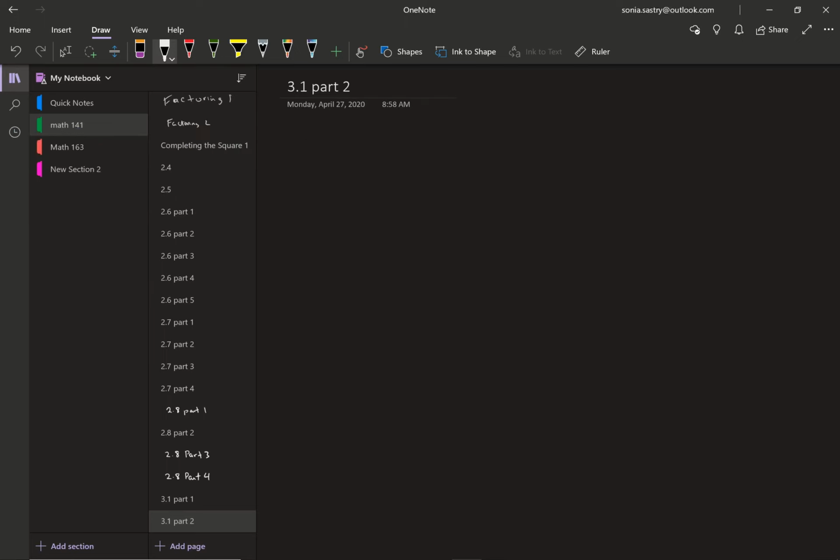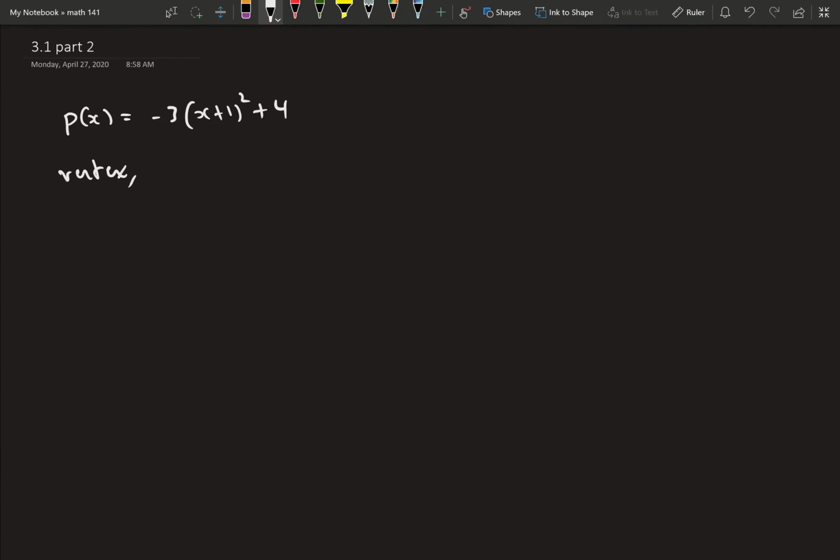Okay, so we're going to continue where we left off here, where we had a polynomial defined, negative 3(x plus 1) squared plus 4, and we want to find the vertex, we want to find the x and y intercepts, we want to find the domain and range, and we want to find any maxes or mins, and we want to graph.